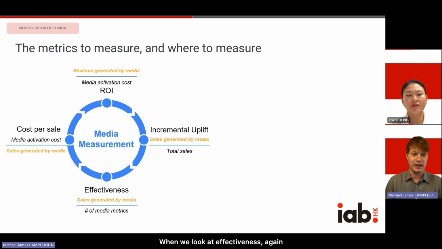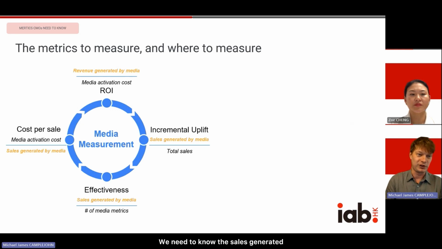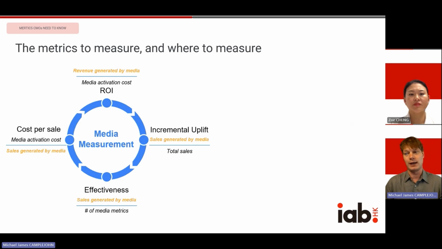When we look at effectiveness, again, we need to isolate the sales generated by each media channel, and then put that in relation to the level of activation, the number of GRPs, the number of impressions that have been executed that drove those sales. Cost per sale as well: we need to know the sales generated and the media activation cost, and the combination of these two allows us to know how much one sale costs to get. And then ROI: we look at the revenue generated by each media channel and the media activation cost to understand how many dollars we get back for every dollar spent on media.